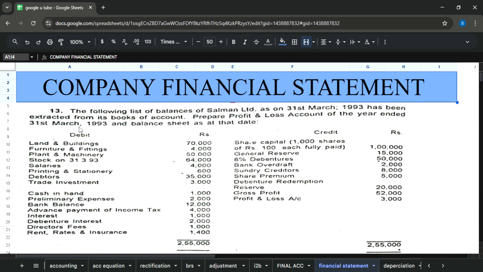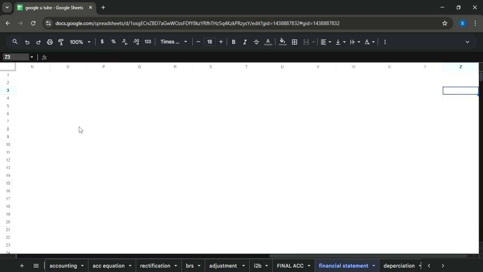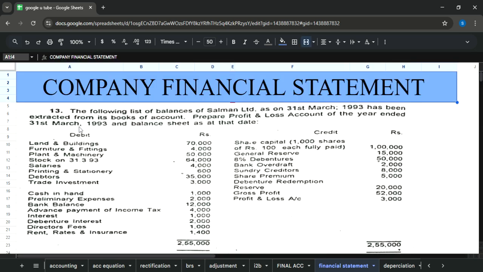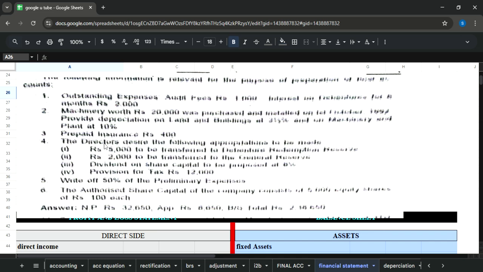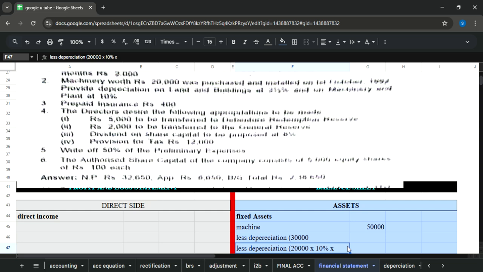So start counting. October 1st, it means October would be included. October, November, December, January, February, March. So it means 6 months we have used this asset. So let's go, and now we will be writing depreciation over here, under fixed assets. As you have seen, 10% depreciation, and only for 6 months we will calculate this depreciation.